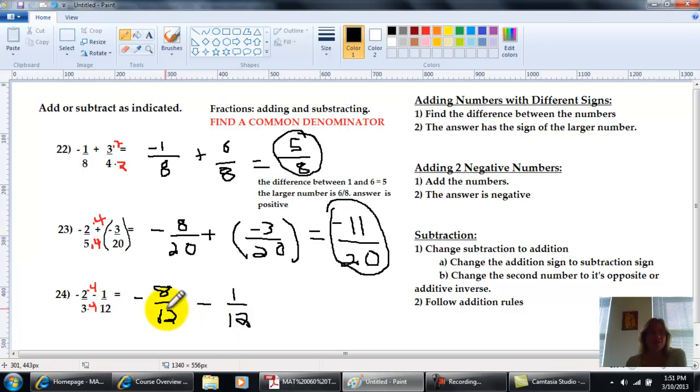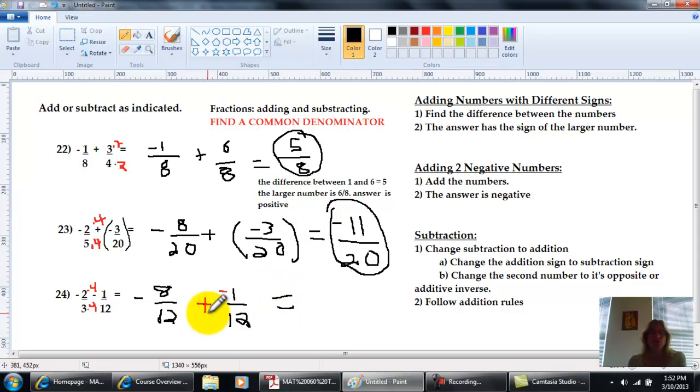Alright, so what we have is negative 8/12 minus 1/12. So we follow the rules for subtraction. In subtraction, we're changing the subtraction to addition and then following the addition rules. So when we change subtraction to addition, you simply change that sign. I'm changing now the subtraction sign to an addition, but you have to do the opposite. You have to make sure you make this an opposite of what it was. It's positive 1/12, it becomes a negative 1/12. That's the important step. So then you follow the rules of addition.